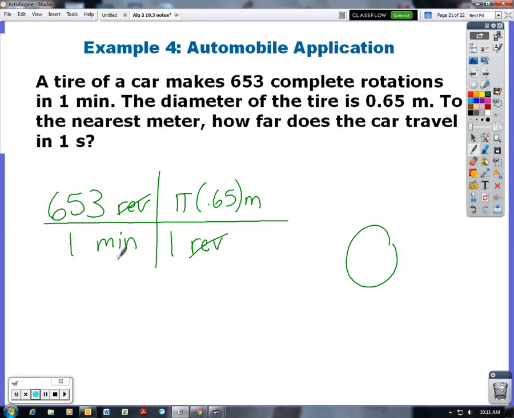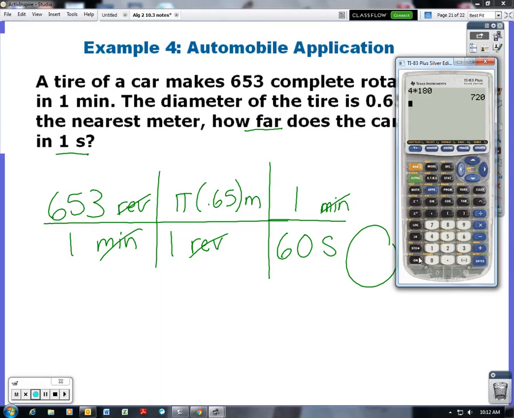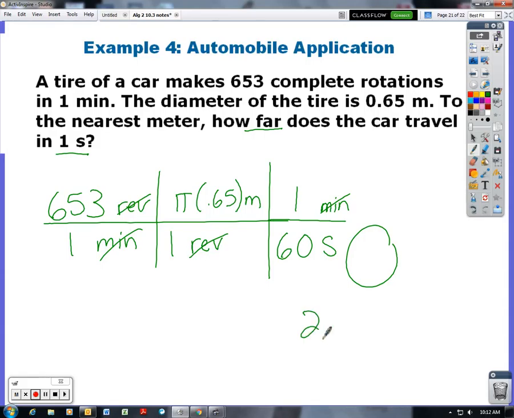Now I'm in meters, which is good. I'm now in meters per minute, and I need to get meters per second. So I need one more conversion. I'm going to convert minutes, so I need to put minutes on top, and I'm converting those to seconds. 1 minute equals 60 seconds. Cancel, cancel. And notice I have meters per second, which is exactly what I want to know. I want to know how far it goes in 1 second. So now I can go to my calculator and type this in. 653 times 0.65 pi, divided by 60. 22.22. It says to the nearest meter, so I'm going to round to the nearest whole number, which is 22 meters.